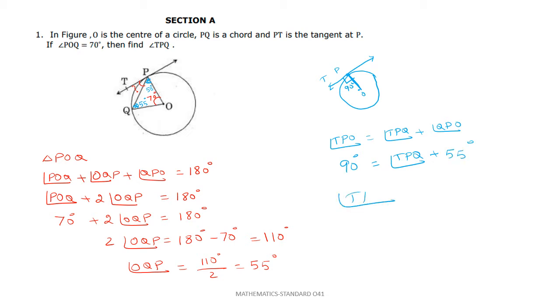So from this, angle TPQ is given by 90 degrees minus 55 degrees. So what is the answer? 90 minus 55, 35 degrees. So this is the answer for angle TPQ.